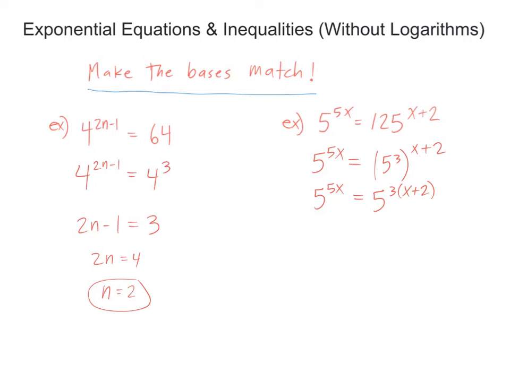And now I'm basically going to get rid of my 5's. 5x equals 3 times x plus 2. In the same step, I'm going to go ahead and distribute the 3 and get 3x plus 6. Subtract 3x from both sides. I get 2x is 6 and x equals 3. Alright, so there's two nice solid examples where we make the bases match and solve the exponential equation.